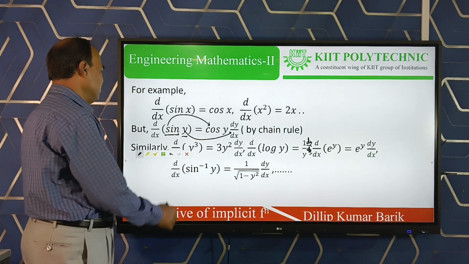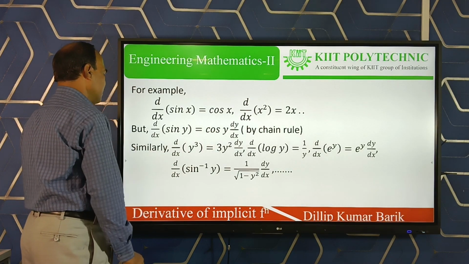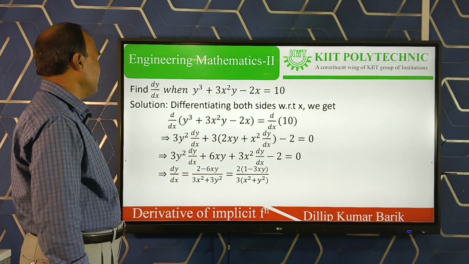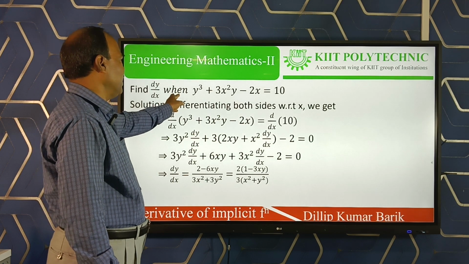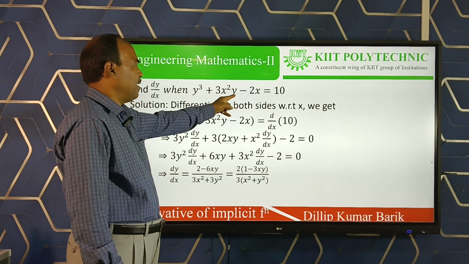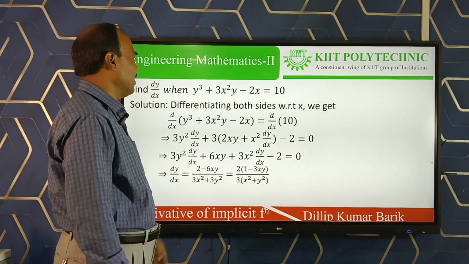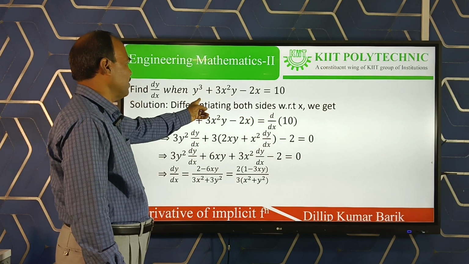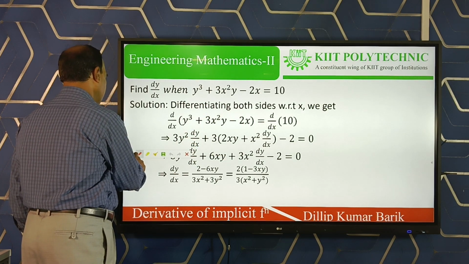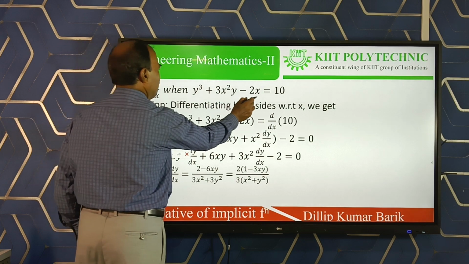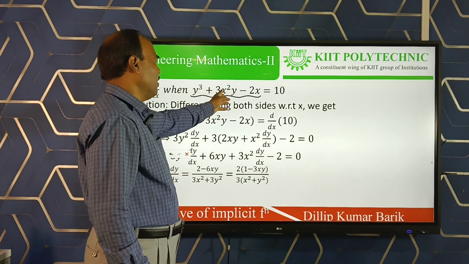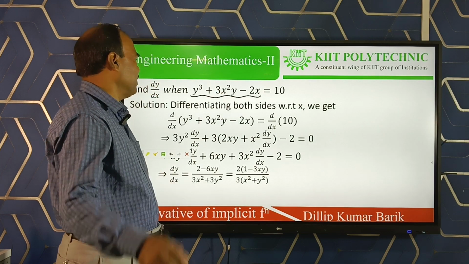Let us discuss the same in some related questions. Suppose I write an example here: find dy by dx when y cube plus 3x square minus 2x is equal to 10. Now see the LHS of our expression clearly. It is a function of both x and y, both x and y are present. We cannot separate x and y explicitly.